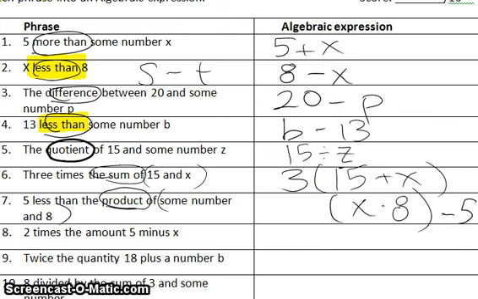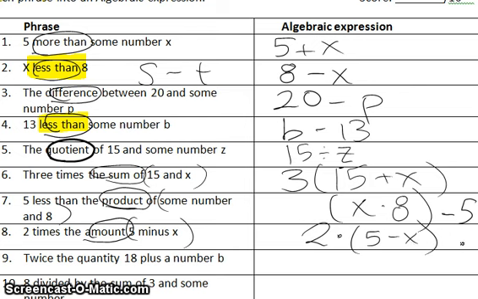Number 8, 2 times the amount, 5 minus x. The amount you'll find in your grouping phrases. 5 minus x is what's going to be grouped, the things right after the words the amount. So I'm going to show that, 5 minus x, and then it says to take 2 times that. So I'm going to take 2 times this amount.